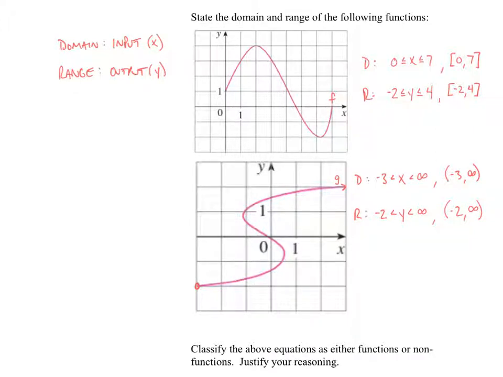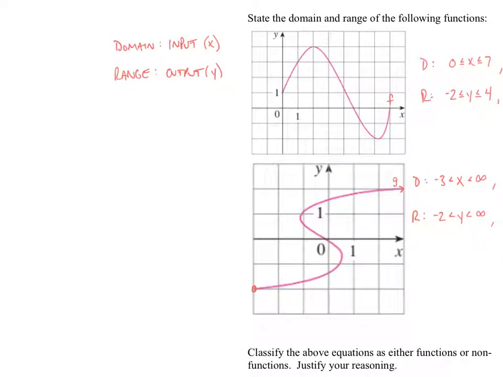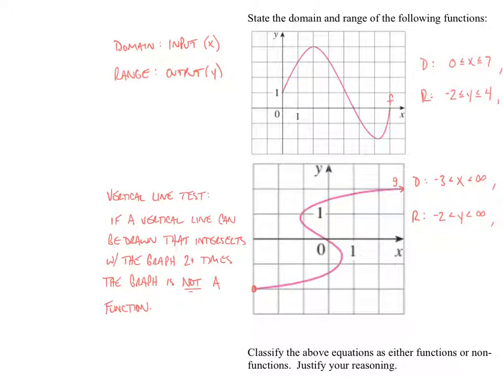All right, so now let's talk about the second part of this question, which says, classify these as either functions or non-functions. Well, we have a way that we can determine if we're dealing with a function or a non-function, and you all know probably what it is already, but we're going to define it here. It's called the vertical line test. All right, so this is a definition you should record.